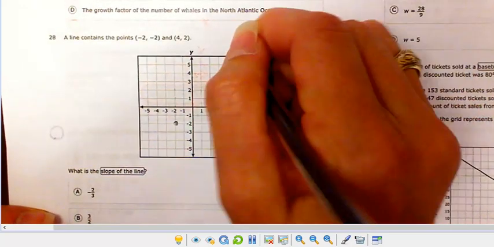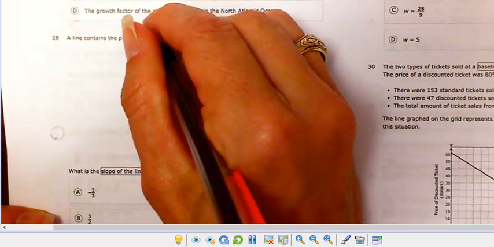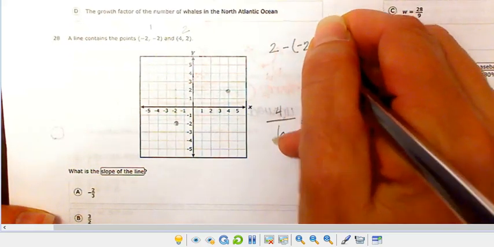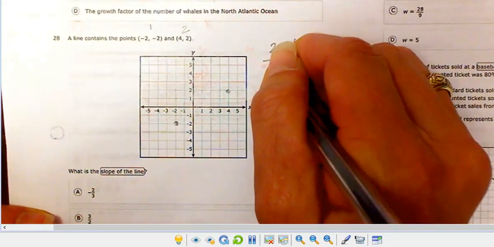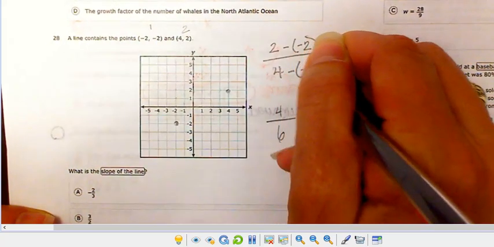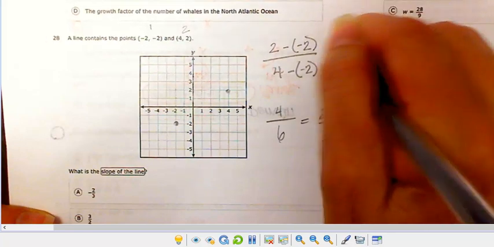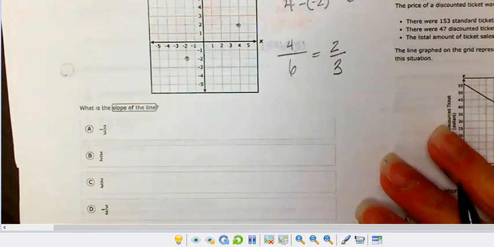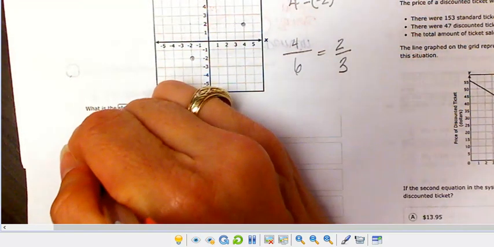Same thing if I do y2 minus y1. Here's my second point. Here's my first one. y2 minus y1 over x2 minus x1. I get 4/6, which is going to reduce to 2/3. So my answer is down here. It's going to be C.